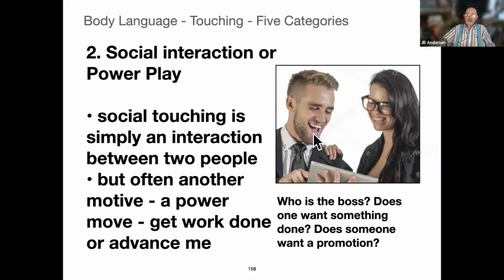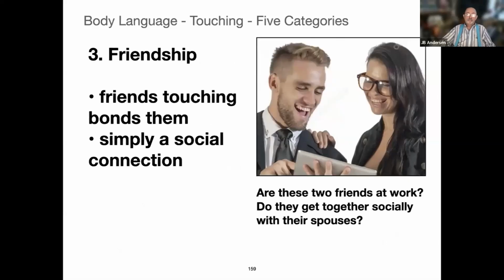You're going to promote me? We're going to get work done? Advance me. I'm the boss. Who's the boss? Somebody wants something done of these two people by the other. Somebody wants a promotion. This is a business relationship. Friends touching bonds them. Here, it's simply a social connection between these two people.